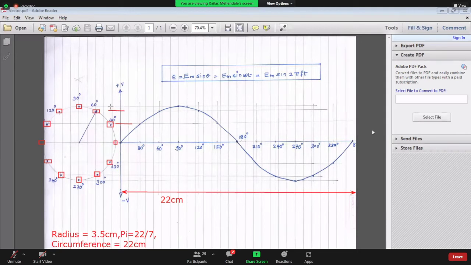Then, as you can see, I projected horizontal lines like this. These horizontal lines represent angles like 30 degrees, 60 degrees, 90 degrees, likewise 120 degrees, and so on. I projected these horizontal lines. That is number 2.